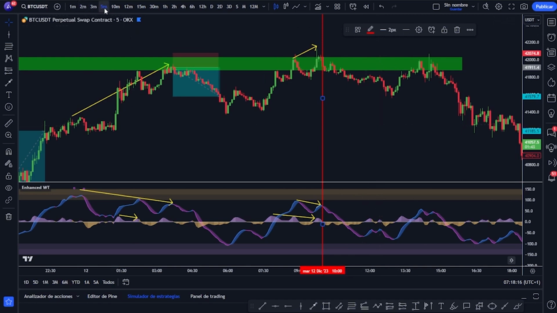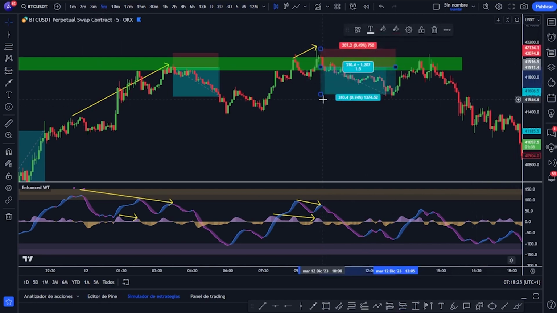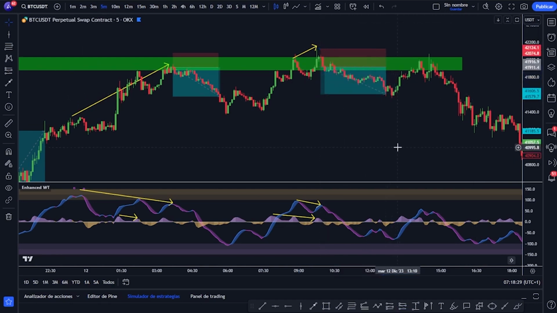Keep in mind that we are in 5 minutes. They are fast operations, scalping style, and the important thing, as I say, is to adjust them perfectly, to look for that ratio 1.5 to 1 and take that profit, and go to the next one.